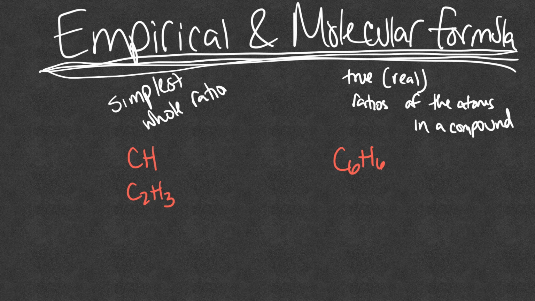There are times that maybe the empirical formula and molecular formula are the same. So for example, CO2, that's the molecular formula for carbon dioxide. This is also the empirical formula, CO2. So if the molecular formula turns out to be the simplest ratio, it's empirical as well.